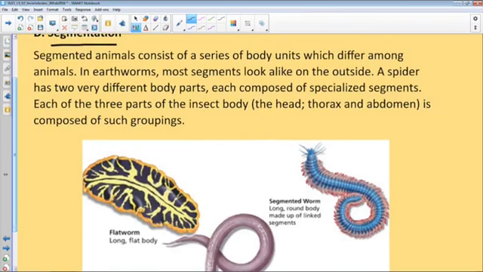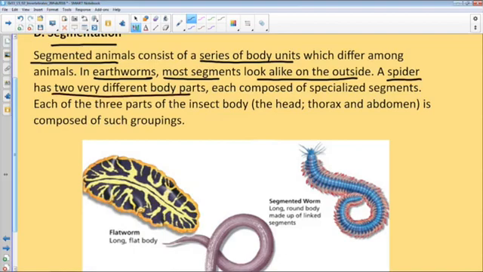Segmented animals consist of a series of body units, which differ from other animals. In earthworms, most segments look alike from the outside, and we clearly see that they look similar. However, an insect will have three different body parts, each composed of specialized segments: a head, a thorax, and an abdomen. Here we're seeing a segmented body composed of different parts with specialized functions.